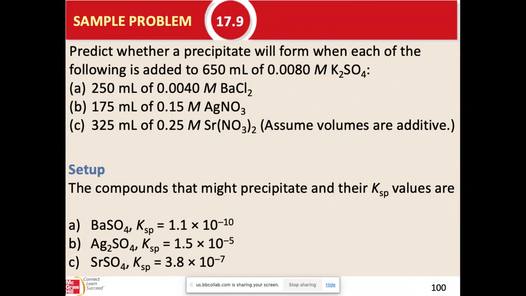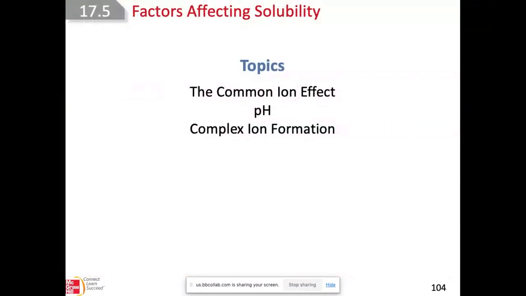Once again, you have to understand that when you are mixing, you can find from here the moles of the SO4. But to find the concentration, you have to divide by the volume, and the volume is now not just 650. You added 250 ml of this barium chloride. So you're taking the moles of this and dividing by the total volume. That's very important.